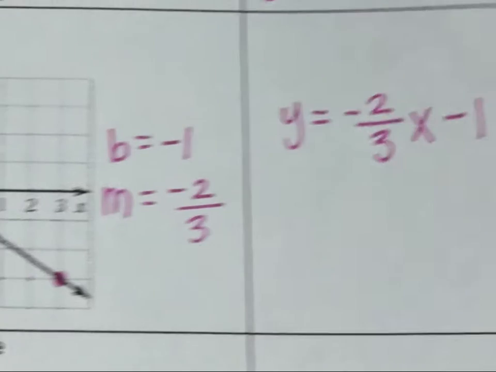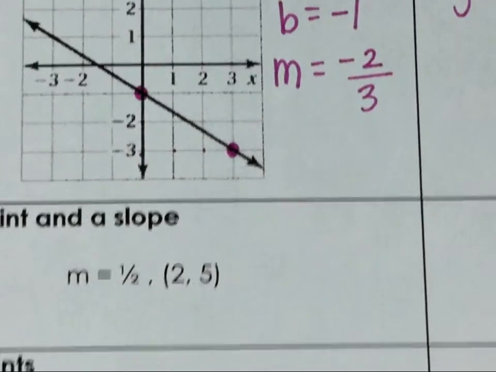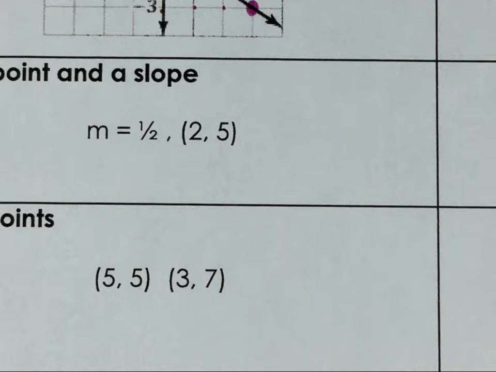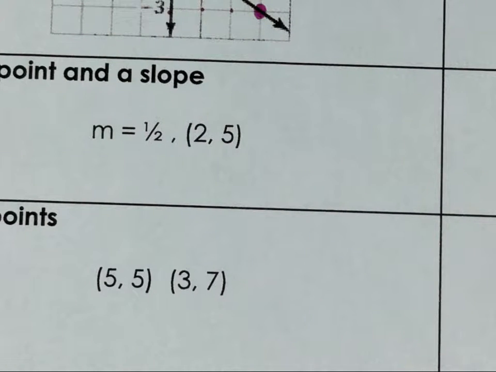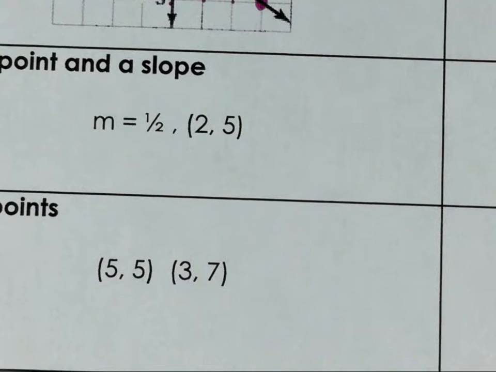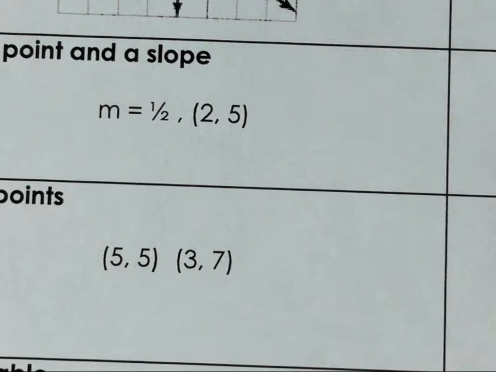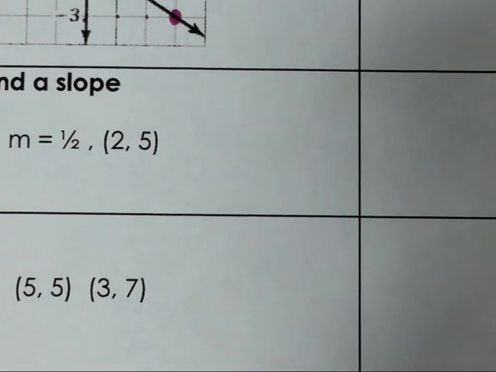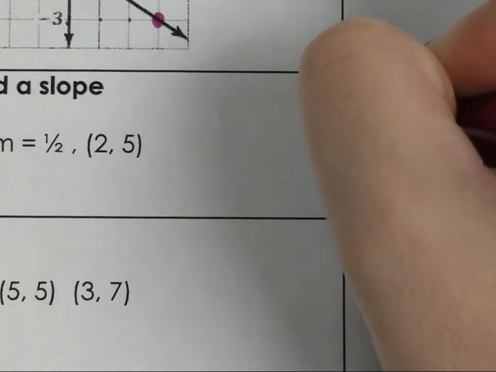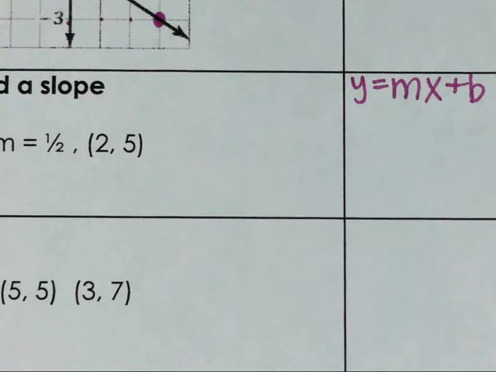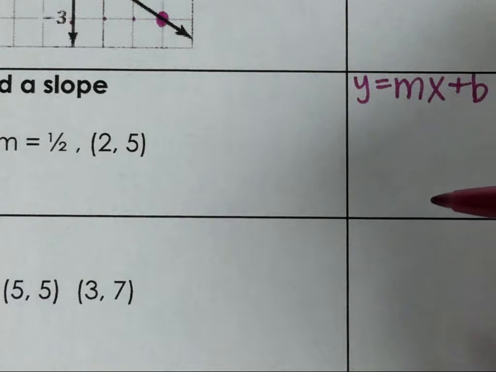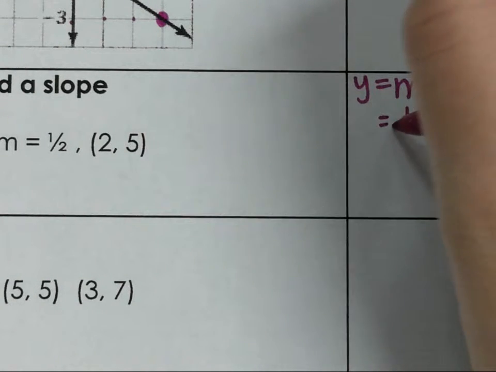Okay. What about if I'm given a slope and a point? So here they tell me that my slope is 1/2, and then I have the point 2,5 that line is going to pass through. Okay. So if I'm looking at the form y equals mx plus b, I'm going to rewrite it right here. Y equals mx plus b. I know what my m is, right? They told me that m is 1/2. So you think I can plug that in for m? I think so. Yeah. So let's go ahead and do that.